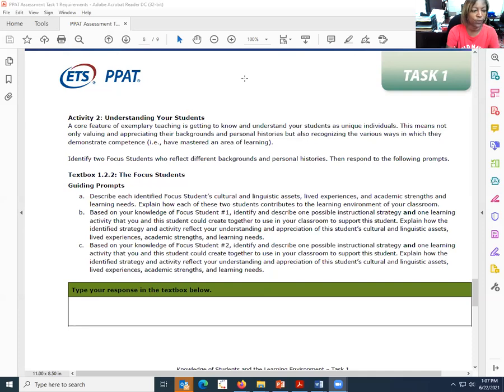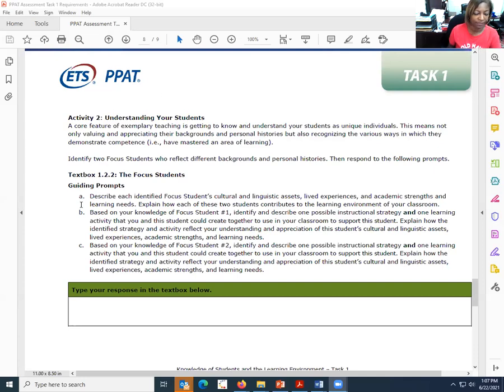Identify 2 focused students who reflect different backgrounds and personal histories. Then respond to the following prompts. In other words, you will have to select 2 students from different backgrounds and who have different personal histories.